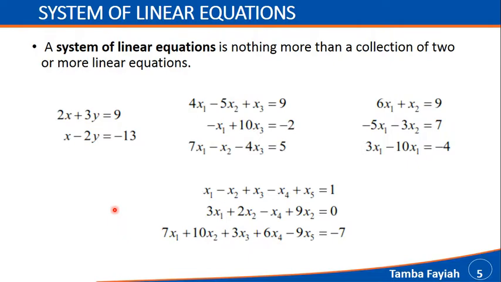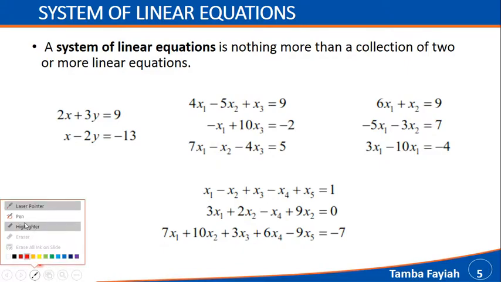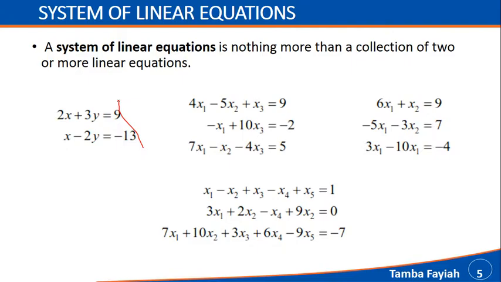So now, a system of linear equations, like previously stated, is nothing more than a collection of two or more linear equations. So here, this is a system of linear equations that has two linear equations with two variables, x and y, or we also call them two unknowns. So we call this a 2 by 2 system.